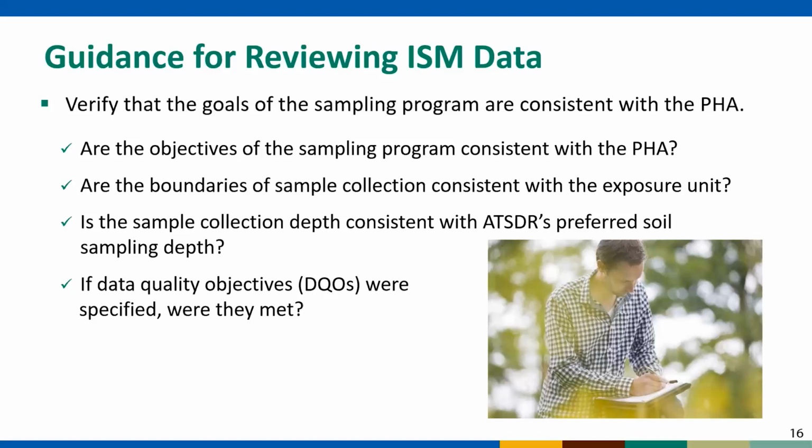Some examples of questions you might ask: Are the boundaries of the sample collection consistent with the exposure units? If they aren't, the data from the ISM may not be representative of the exposure unit. Is the sample depth collection consistent with ATSDR's preferred soil sampling depth? Typically, this is the top few inches of soil that are preferred because that is what people are more typically exposed to. If DQOs are specified, were they met? If not, or if those DQOs are not in line with the needs of the PHA, it may not be appropriate to use the data.